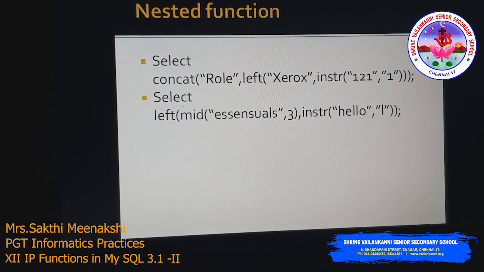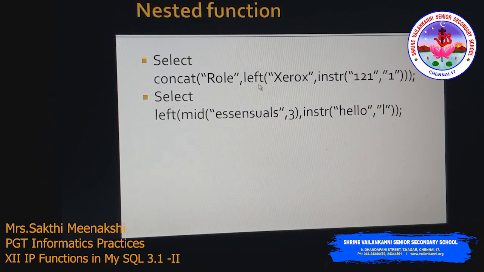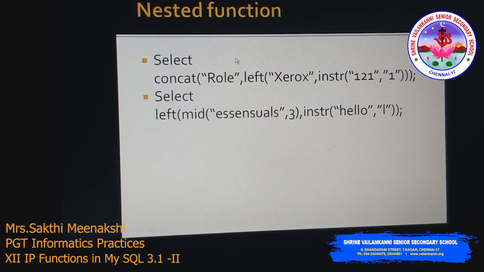So next one we have nested functions. These functions we can use as nested functions also. Let's see. Select concat of roll. The concat function takes 2 parameters basically, right? So this is roll, and then for the next parameter, instead of a value, again one function is given here. So left of Xerox. For the left function we need 2 arguments, right? One argument is here and the next argument is instring. So you have to find the instring first, then apply that to the left function, then apply the result to the concat function. So this is how you can use the nested function.